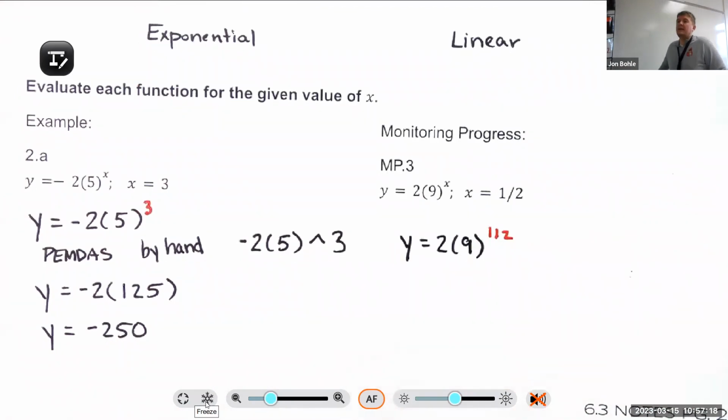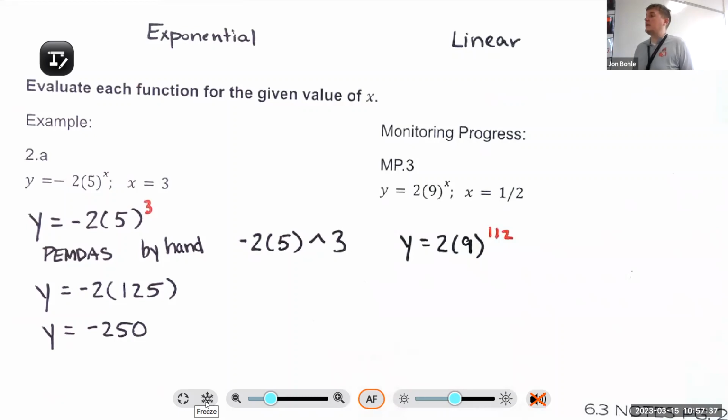Okay, exponent. Anybody know how to find 9 to the 1/2 power? What number is that? So what root of 9? 1/9? Nope. That'd be a negative exponent. A 1/2 exponent. That is the what root of 9?